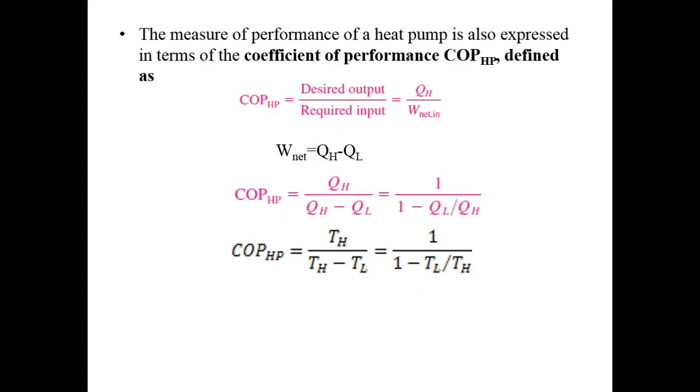For the heat pump also, the coefficient of performance is the parameter used to define its efficiency. The formula is COP of heat pump equal to the desired output, QH, divided by the required input, which is the work input given to the system.